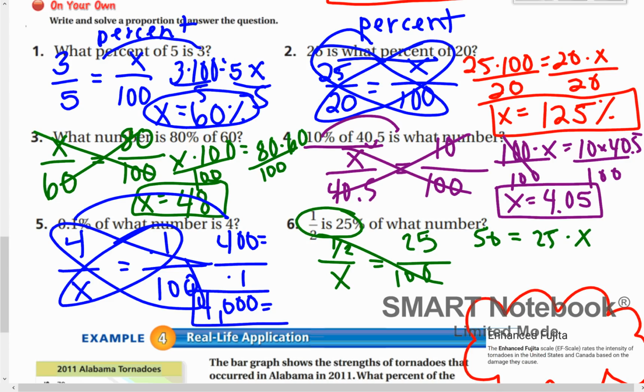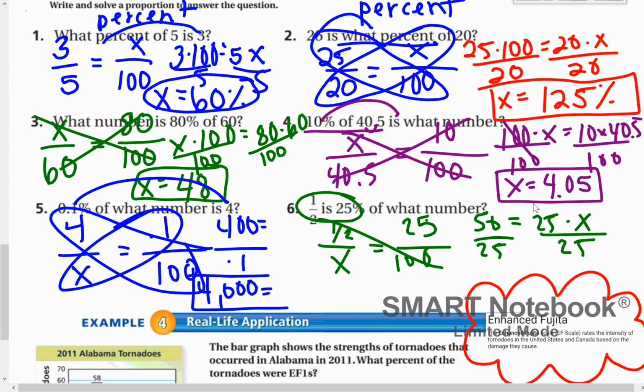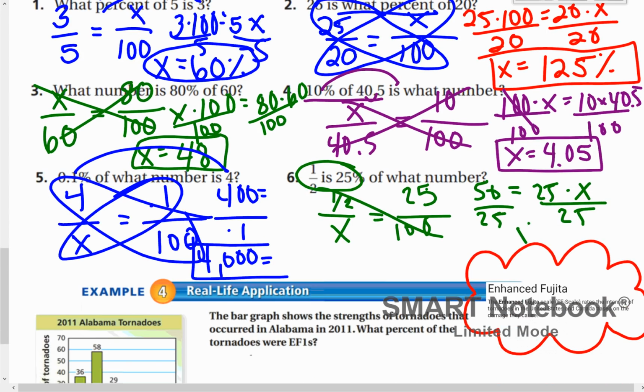25 times x. Divide by 25. Again, that's one that I can do mental math. x is going to be equal to 2. Okay. That makes sense because 1/2 is 25% or 1/4 of 2 because 1/2 plus 1/2 plus 1/2 plus 1/2 gets us to 2. Okay, if you have any questions about this, please pause the video right now and raise your hand and ask so that we can take care of that before we move on.